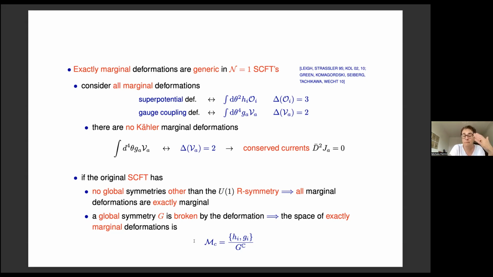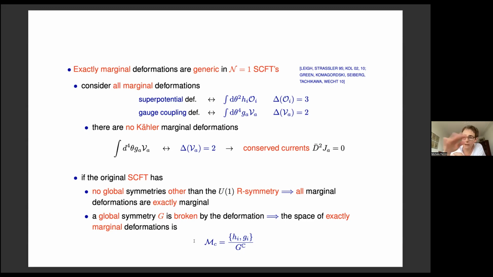It is actually quite easy to see that we can't have marginal deformations coming from gauge coupling deformations, because the only operators of dimension 2 are conserved currents, and so they do not deform the theory.